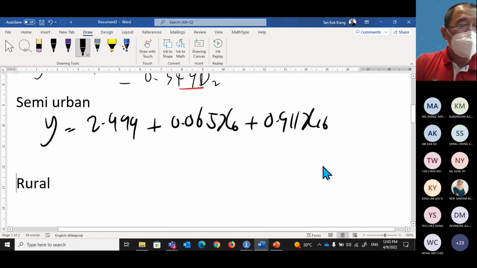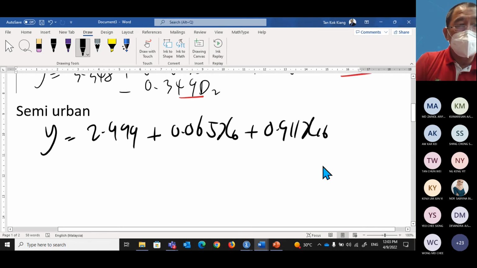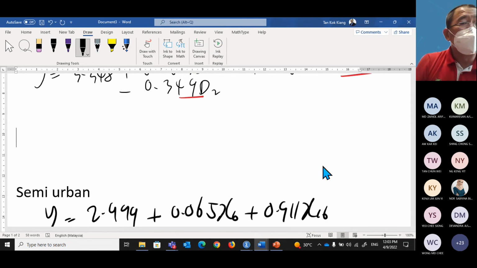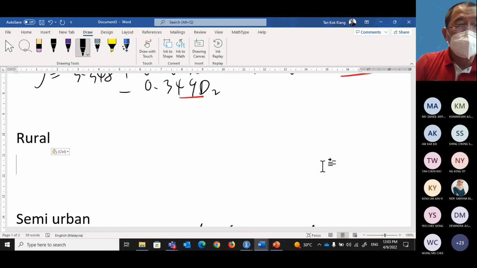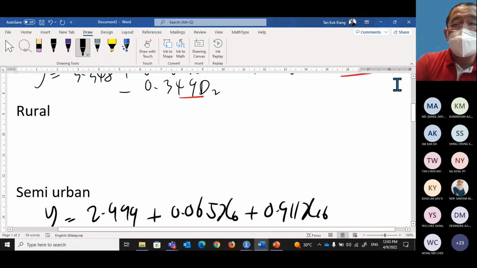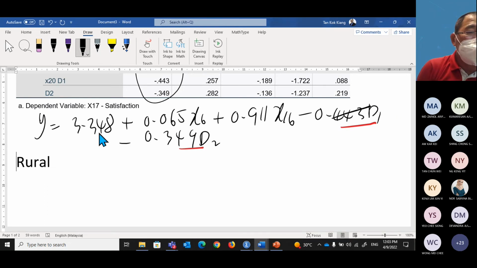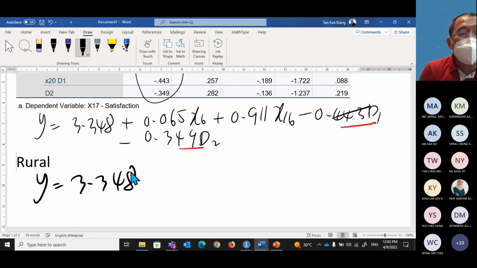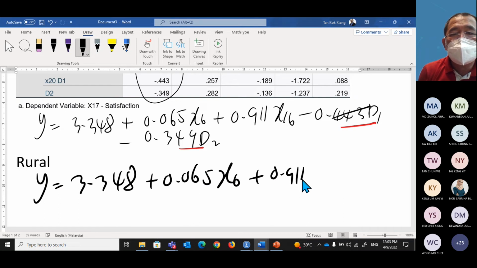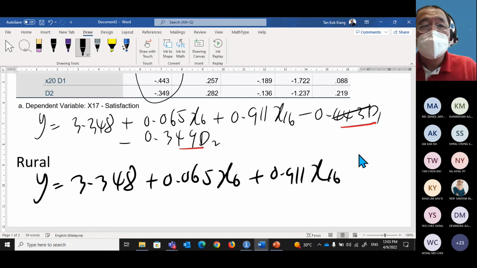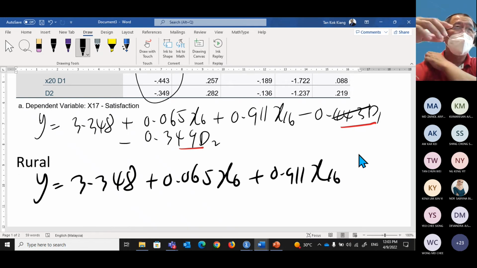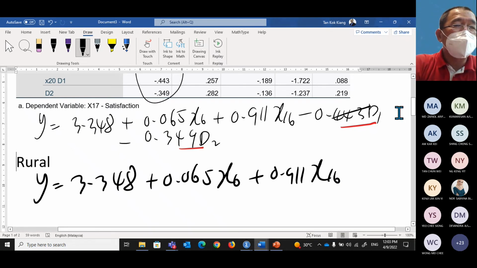For the rural, remember that D1 is 0 and D2 is also 0. Therefore, just copy the first three terms. Done already. This is how to write down the three equations from two dummies. You need three categories.